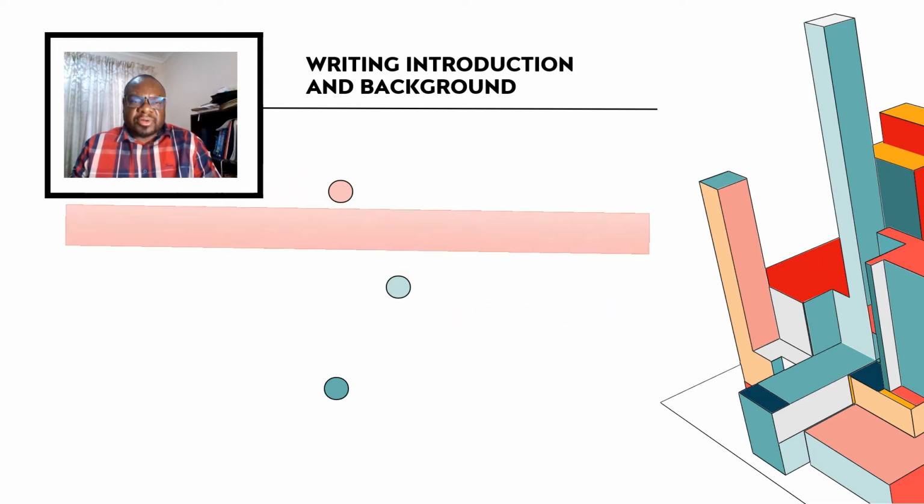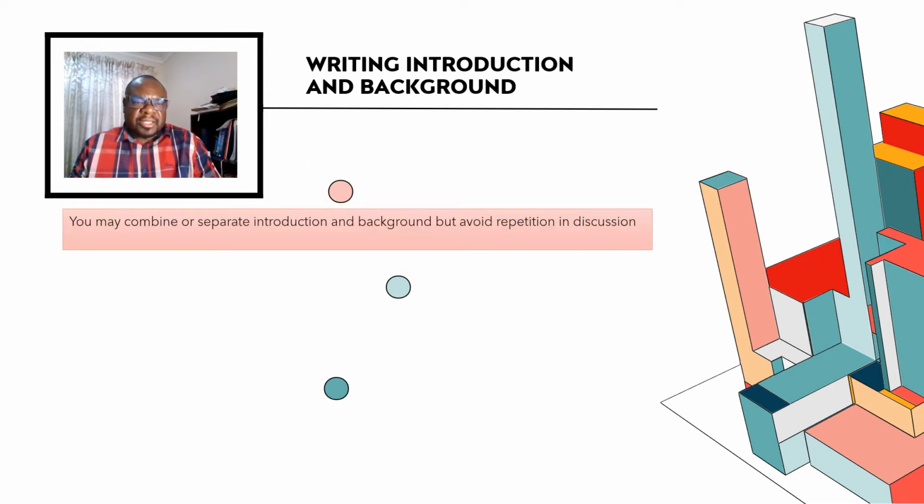In writing your introduction and background, you may combine or separate your introduction and background. But if you present the two separately, more importantly is to avoid repetition in your discussion. You are not expected to repeat your ideas in your discussion from both sides of the introduction and the side of the background. Make sure that that is quality assured.